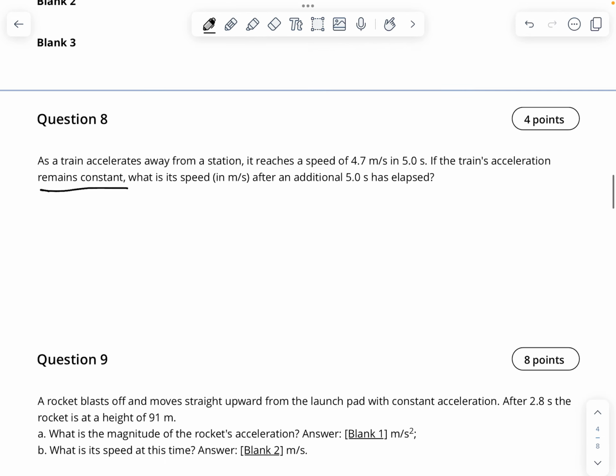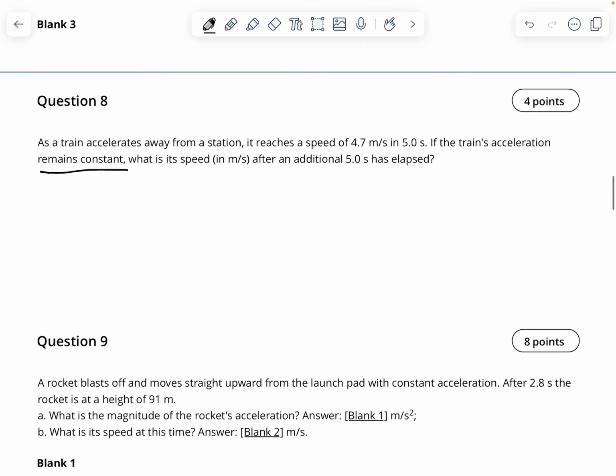Number 8. As the train accelerates away from a station, it reaches a speed of 4.7 meter per second in 5 seconds. At a station, V naught is 0. So V equals 4.7 meter per second, time equals 5.0 seconds.